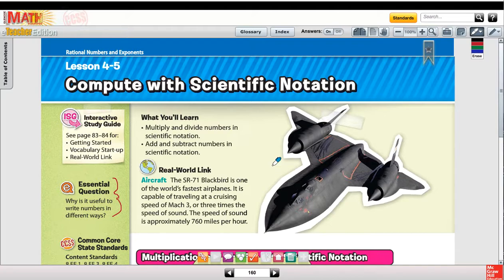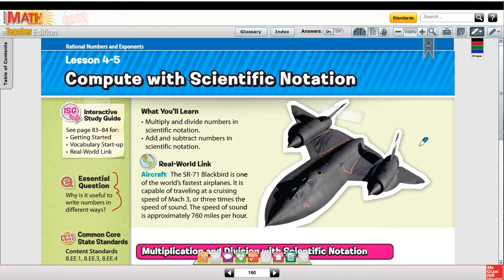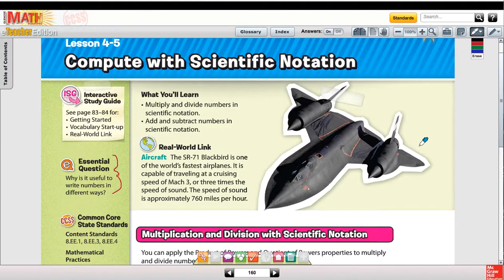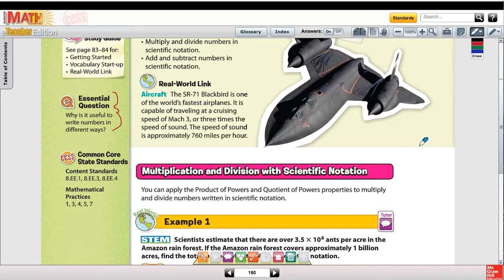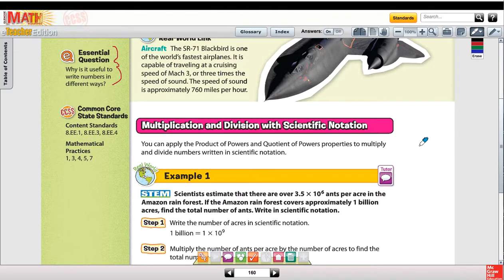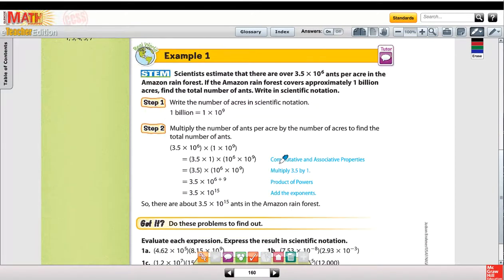Scientific notation is a way to write really large numbers and really small numbers. And in this lesson, we're going to learn how to multiply and divide, as well as add and subtract numbers that are already written in scientific notation. So what we're going to do is apply the rules we learned in a different lesson, the product of powers and the quotient of powers properties, to multiply and divide with scientific notation.